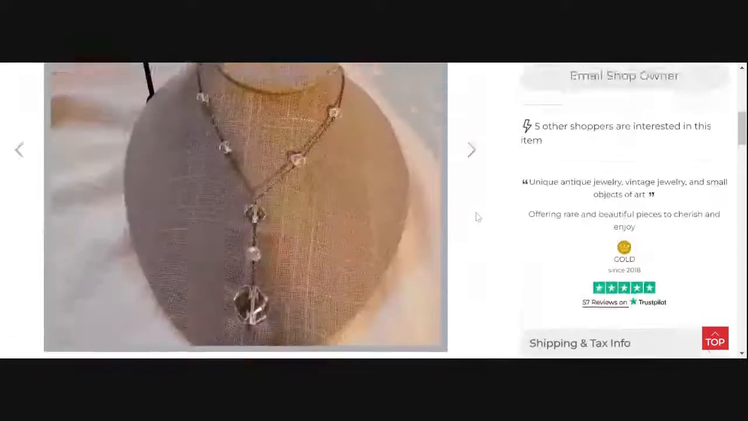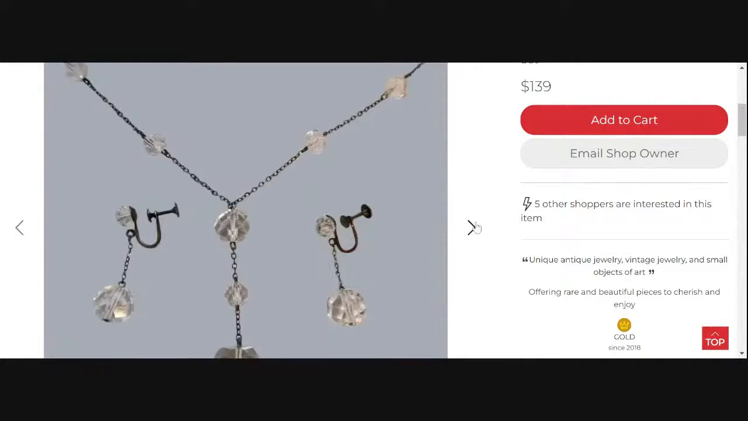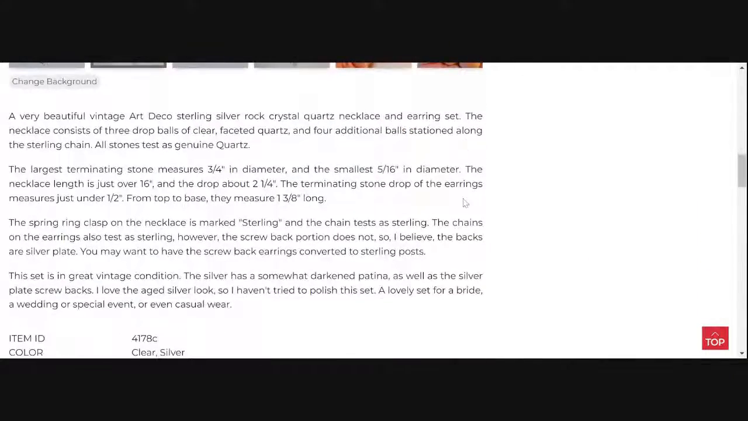Actually, before I do that, let me just quickly look at the finding here. Looks like there's sterling on the chain as marked, and to this. All stones test as genuine quartz. So this helps give me faith when I'm buying, and then when I receive, I like to test. A very beautiful Art Deco sterling set, they say. The largest stone is 3/4 of an inch in diameter, the smallest 5/16 in diameter, and it's a 16-inch necklace. The largest stone on the earrings is 1/2 an inch.